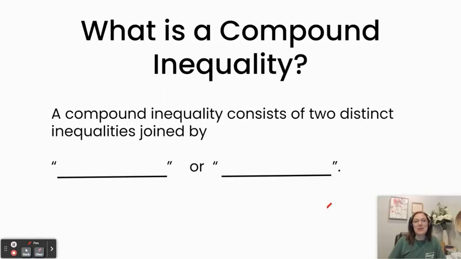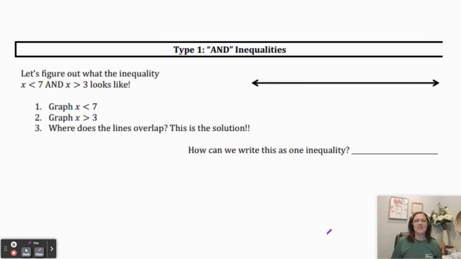Hi there, my name is Dr. Marissa May. In this video, we're going to be looking at what is a compound inequality and how do I solve them. So, a compound inequality consists of two individual inequalities that are joined by either the word and or the word or. Now, we're going to look at examples of both types and how do we solve them? How do we graph the solution? So, let's take a look.